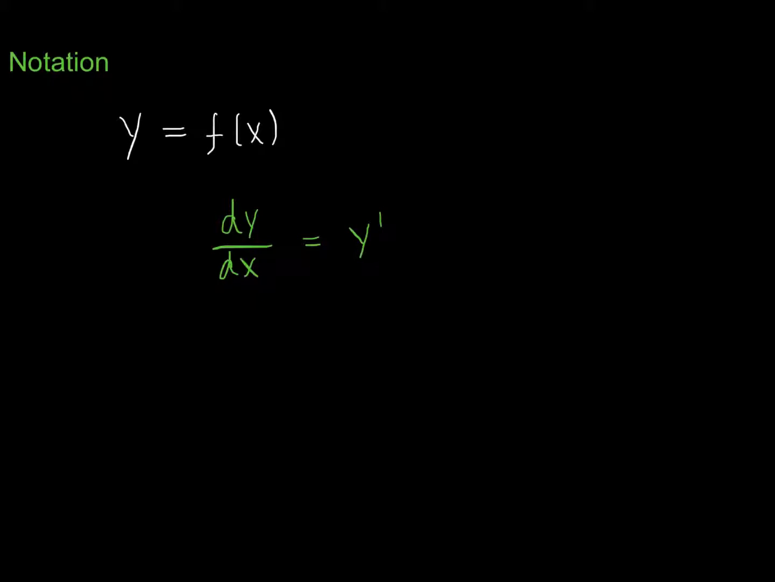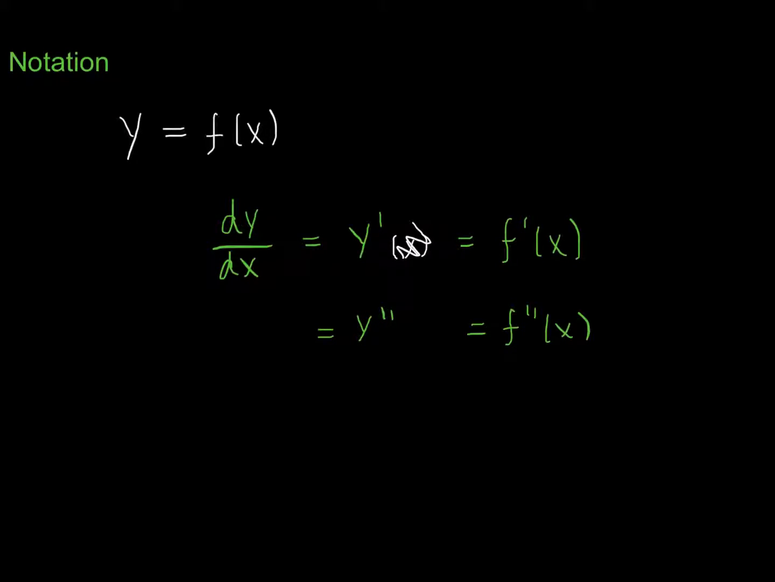And here I'm not writing y prime of x. I'm not saying that it's a function of x. That's understood, so I just write y prime. And I could similarly say f prime of x, the derivative of f with respect to x. Those all work perfectly fine. And we've also seen second derivatives now. The second derivative of f with respect to x, which is, as you might assume, y double prime.